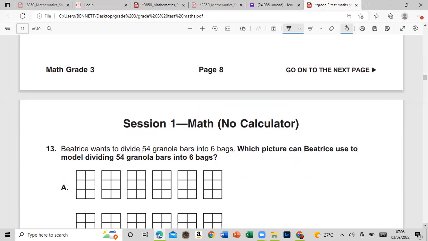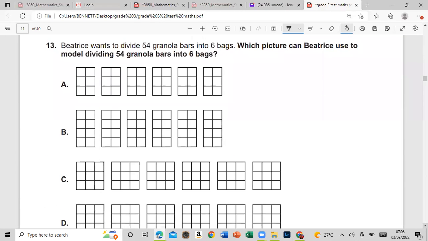All right, guys, so let's look at number 13. Beatrice wants to divide 54 granola bars into 6 bags. Which picture best can Beatrice use to model dividing 54 granola bars into 6? All right. So 6.